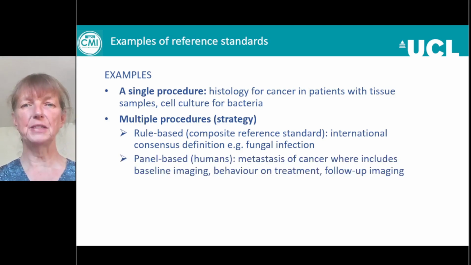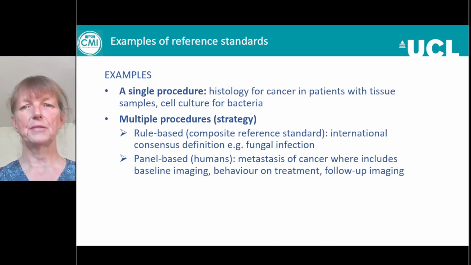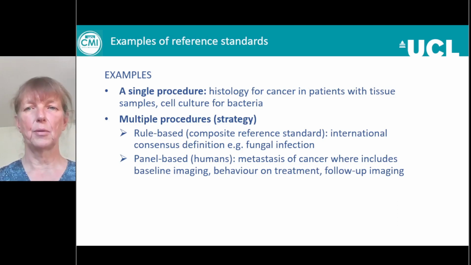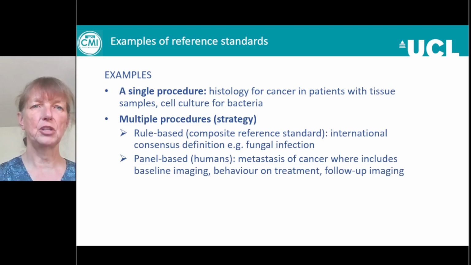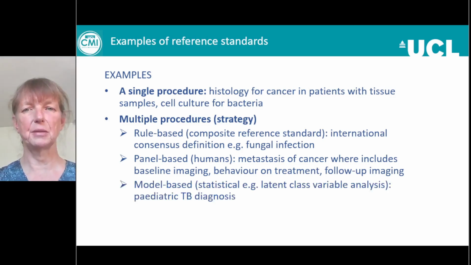An example of a panel-based decision is where you have humans looking through all the test results and coming up with a decision based on multiple test results. You can have things like metastases of cancer, of baseline imaging. Other examples, you can have things like behaviour based on treatment or follow-up at imaging. Lots of different things where you can have multiple information that a set of human beings then interpret.